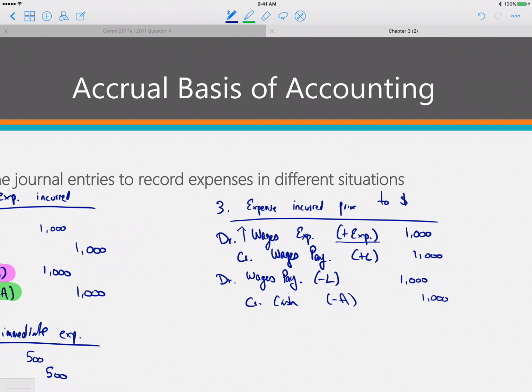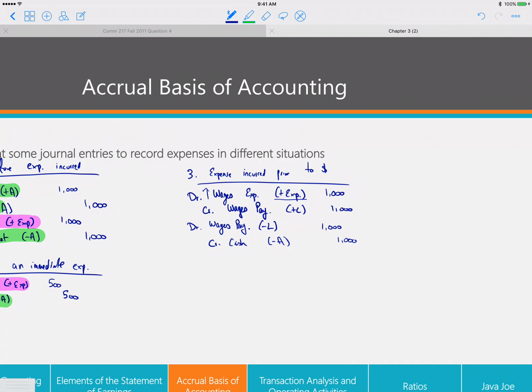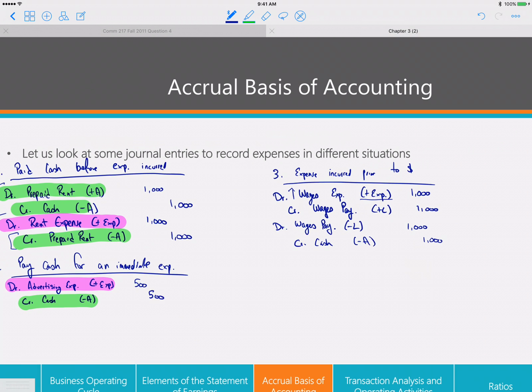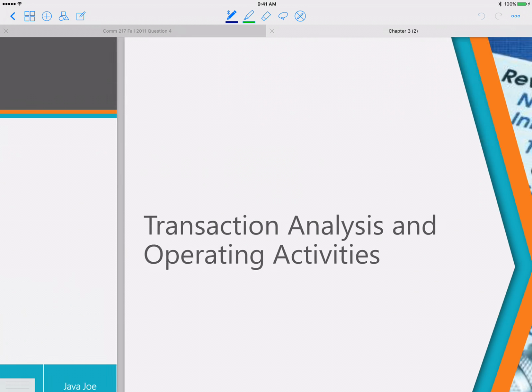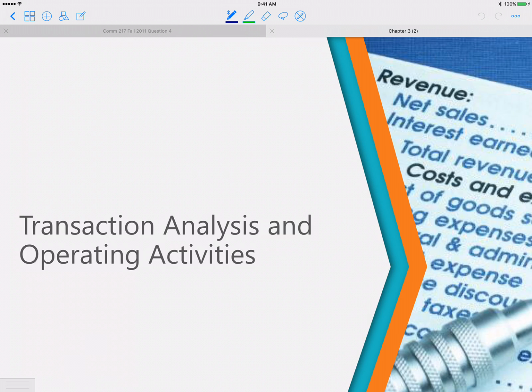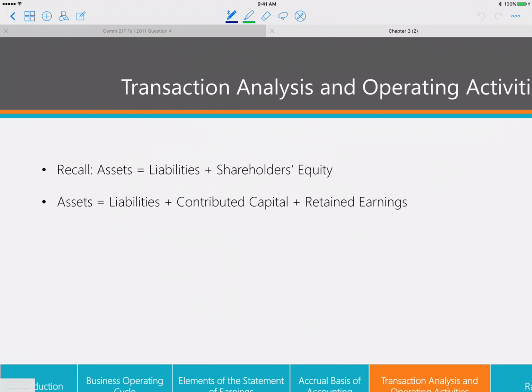So these are some examples of certain expenses. There's obviously more expenses, but this is the general way that it would work. Either the cash was paid before the expense, the cash was paid at the same time, or the expense was incurred prior to the cash being spent. So in this light, we're now going to look at transaction analysis, as you may recall from previous review sessions, and how they relate to operating activities.